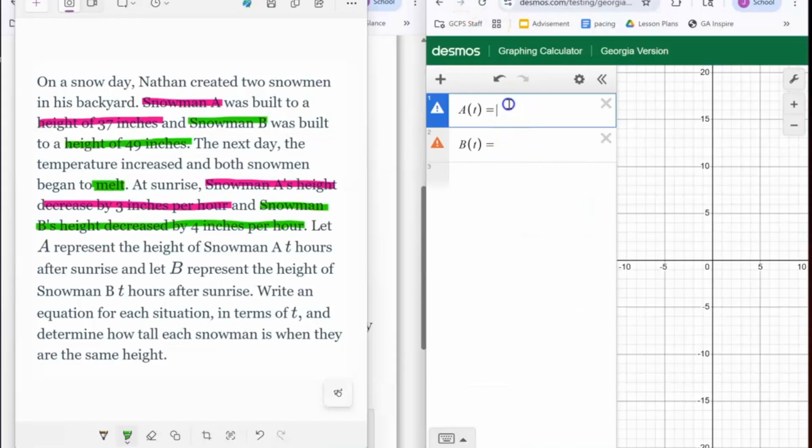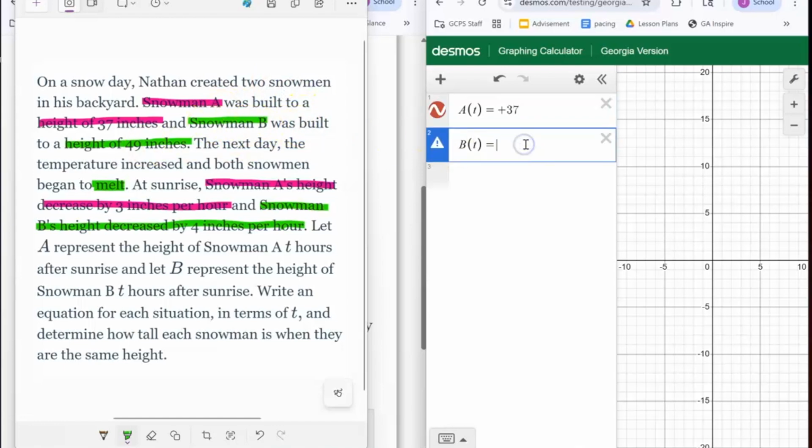All right, so I'm going to come back here. So snowman A was built at a height of 37. Is 37 happening repetitively over and over again, or is it the number we start with, or is it the number that happens one time? All right, you should say it's the number that happens one time. So it's plus 37. All right, so that means snowman B also has a height of 49. So I start at positive 49.